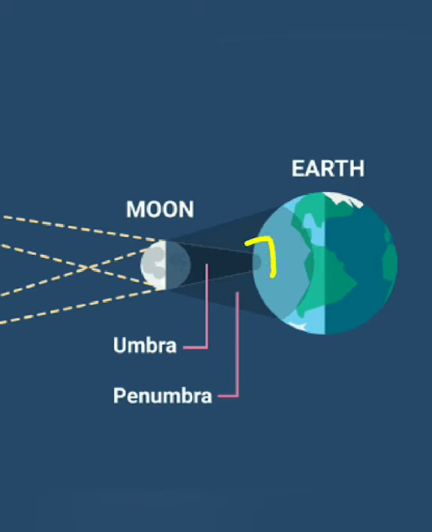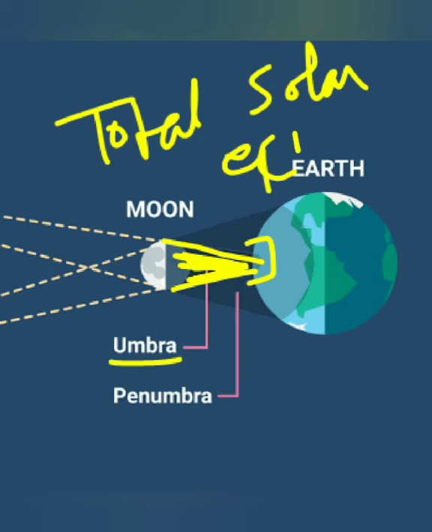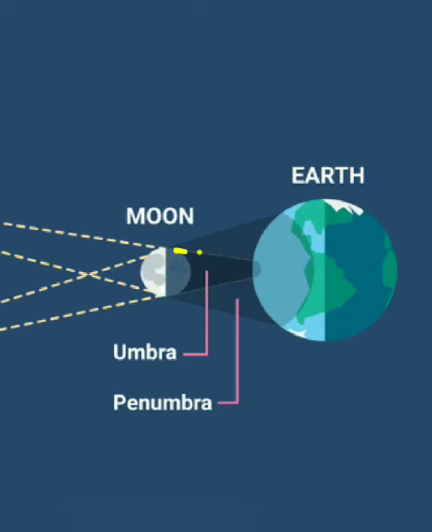So an area on the earth where the dark inner shadow, that is umbra, of the moon falls, we can see a total solar eclipse. So during this total solar eclipse, the sky appears as dark as night and the glowing corona appears. So what is corona? I will tell after some time.